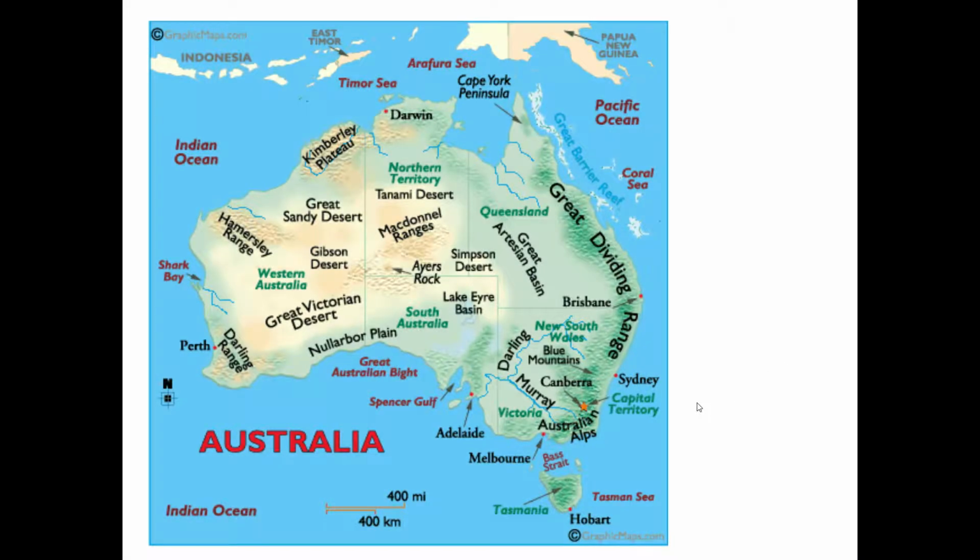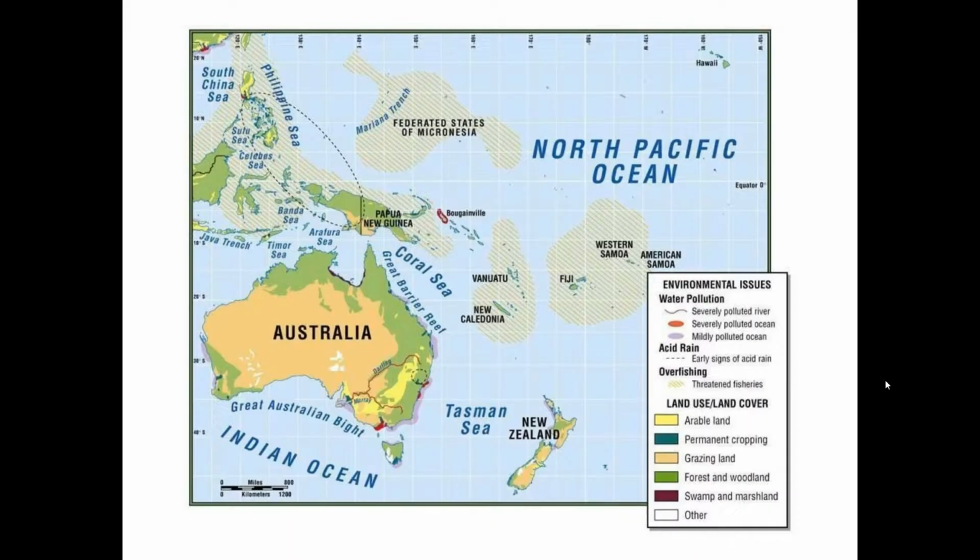And here you can see another map of Australia. There's a lot of different things you can get looking at different maps. And here you can see, again, the Great Barrier Reef. This is a different way to look at it up here on the right. And here's a map. Take some time to look at this one, talking about fisheries and which areas are being overfished.